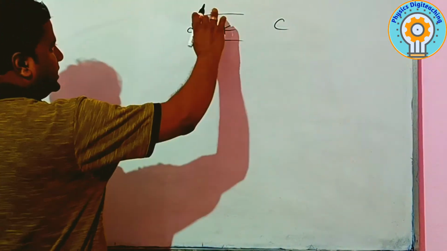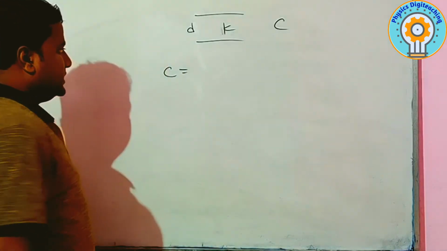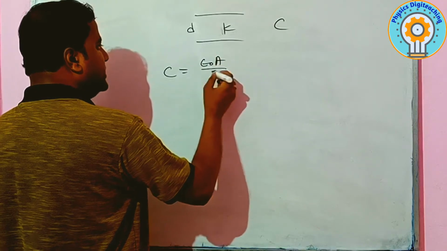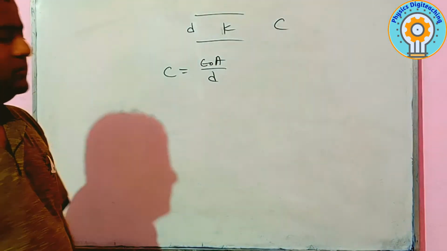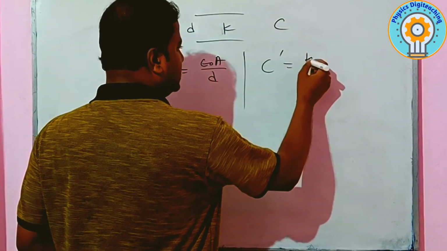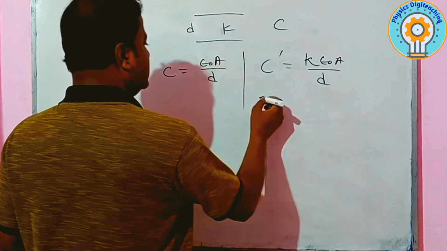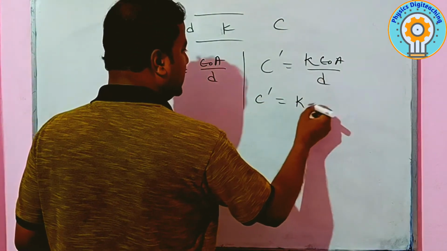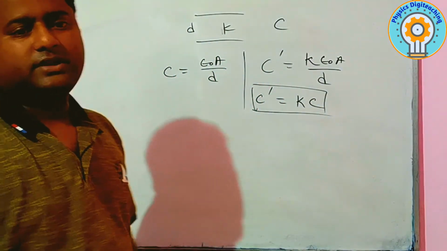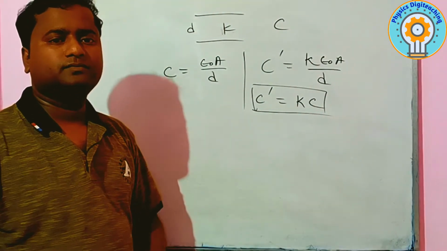At first, when the space is dielectric free, the capacitance is given by epsilon naught A by d. But when the space is filled with dielectric, it is K epsilon naught A by d. Then C dash equal to K into C. The capacitance is K times its initial value.